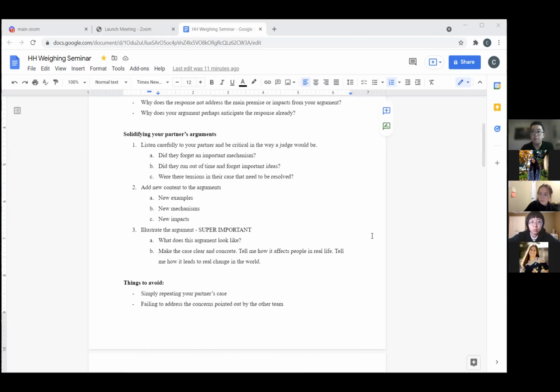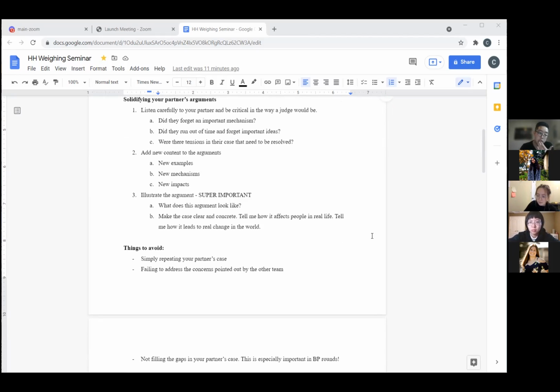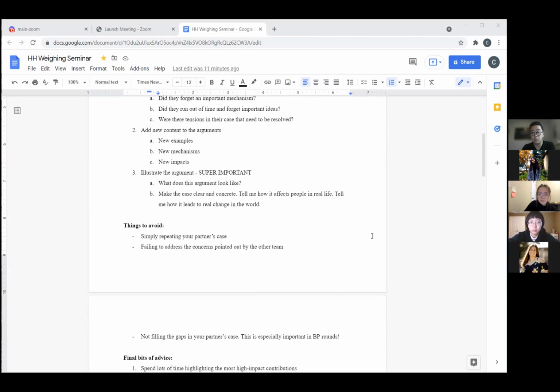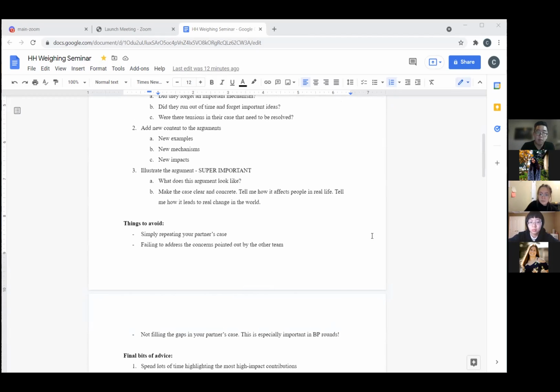I think there are a couple of common mistakes that people make when they reconstruct. It includes simply repeating your partner's case, failing to address the concerns pointed out by the other team, and not filling the gaps in your partner's case, which is especially important in BP rounds. The other part, which I'll get into a bit more in a second, is using weighing mechanisms that are assertive. For example, saying my partner gave deeper analysis, or my partner gave more important analysis, without meaningfully giving reasons why your analysis is more important or why your analysis is deeper.